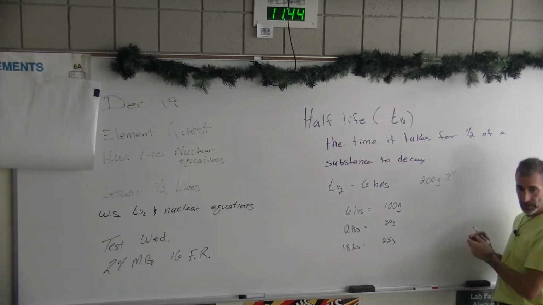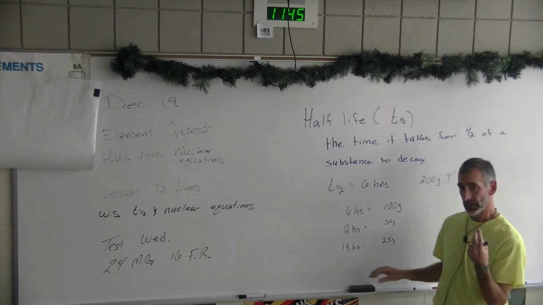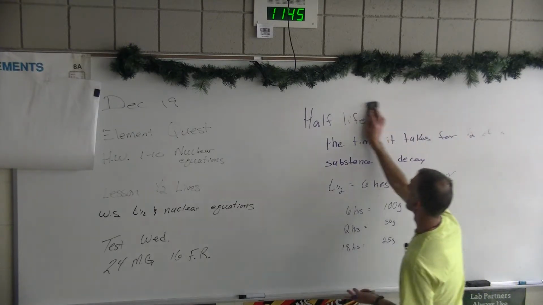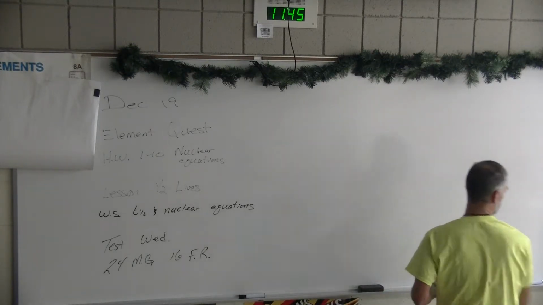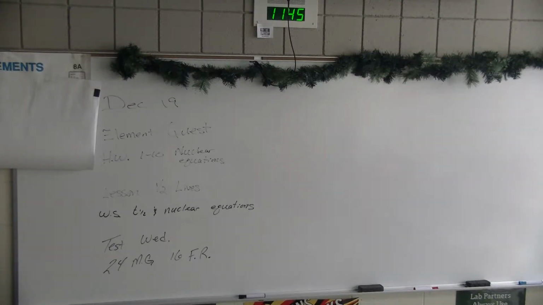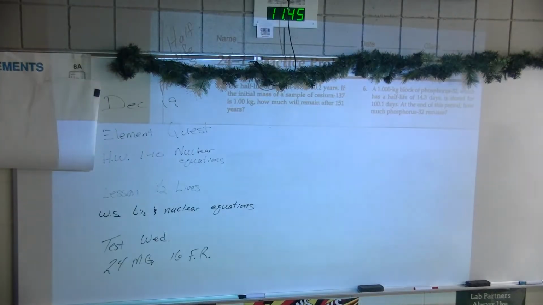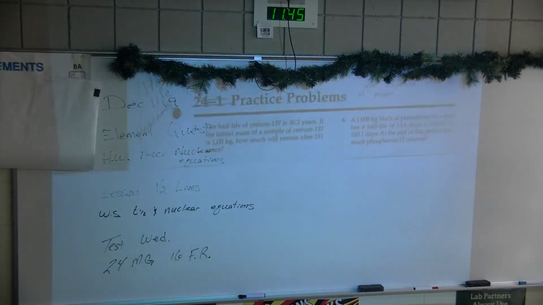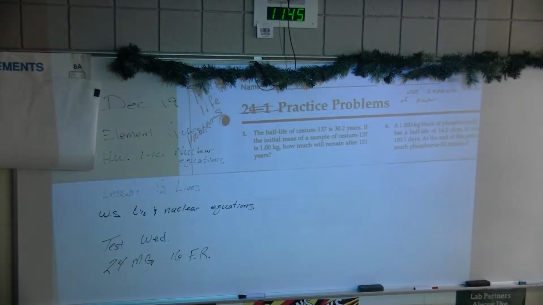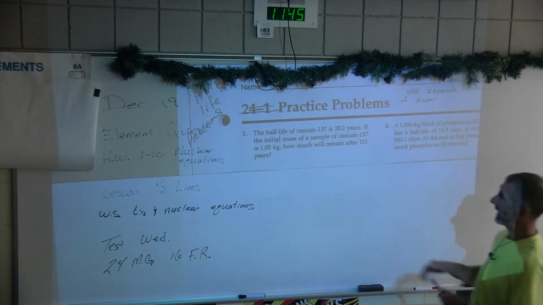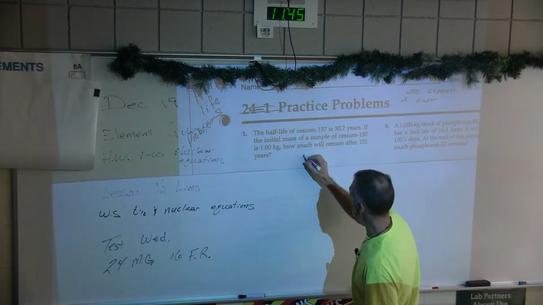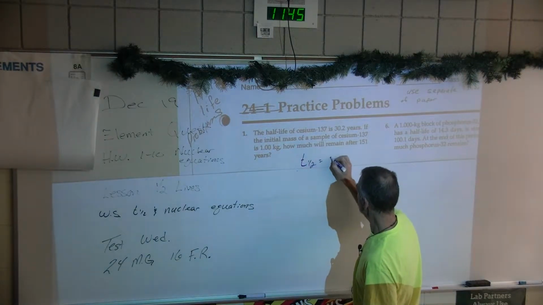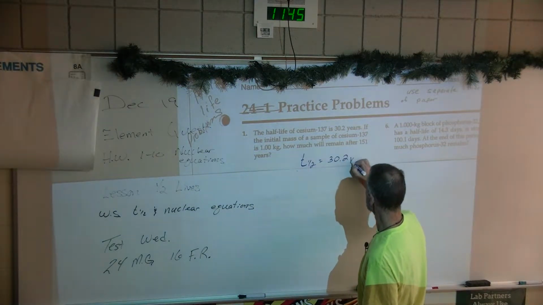All right, now look at question number 1 on your worksheet. I'm going to walk you through 2 ways that you can do the math. I'll show you the conceptual way, and then I'll show you the mathematical way you could do it. Okay, it says the half-life of cesium-137 is 30.2 years. So I'm going to write down my given. My half-life equals 30.2 years.